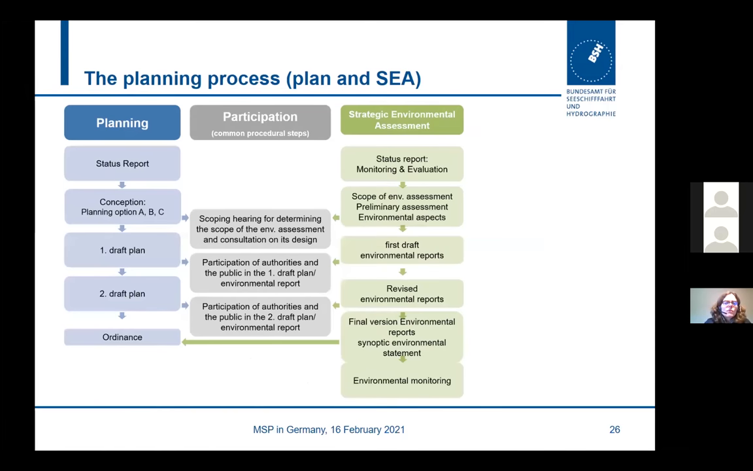So we are right in the middle of the process that I'm showing you here, the planning process, where you see depicted on the left-hand side the planning steps per se, how things develop from a pre-planning assessment all the way to the end, which is an ordinance, paralleled by steps of participation, and importantly also a strategic environmental assessment which runs in parallel. And you can see the various stages. The initial stage will be a status report, then planning options, then it goes through two drafts before we come to the final document, the final plan. And you can see the corresponding steps illustrated in the two other columns in parallel. Next slide, please.